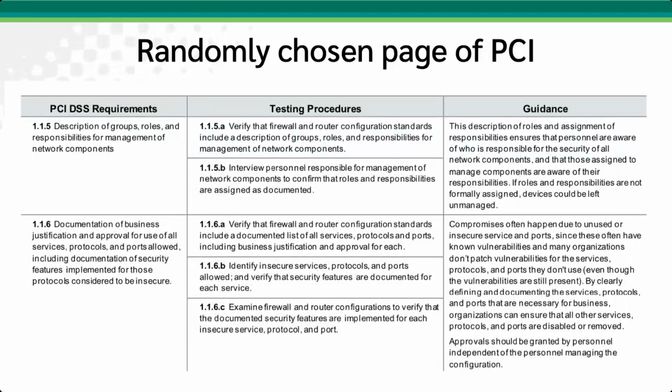So we have a requirement, 115, which we'll talk about as an example, is description of groups, roles, and responsibilities for management of network components. And 116 is you have business rule justification and approval for firewall open ports. The middle column is some testing procedures. Make sure that the standards include these descriptions.